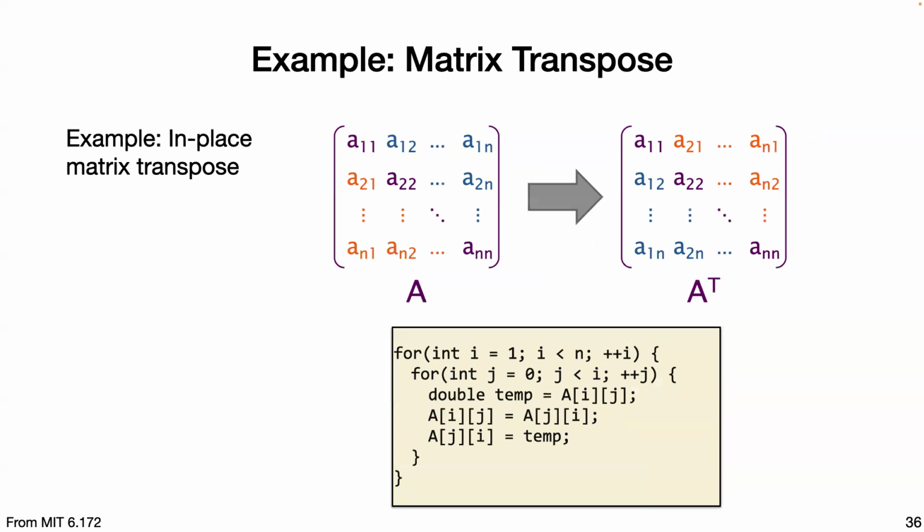Okay, so let's do a small example. This is matrix transpose. You're swapping along the diagonals. And this is the serial version of matrix transpose. You have 2 loops: for i up to n, for j up to i, you just swap A[i][j] and A[j][i]. You just flip them.